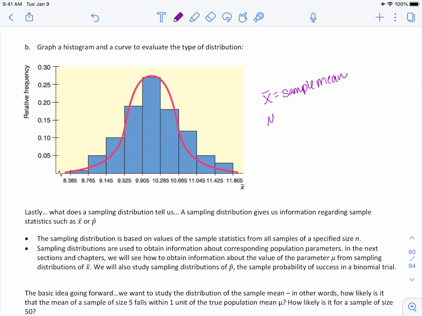And we have that mu is your population mean. We have P hat is our sample proportion, and P is going to be our population proportion.